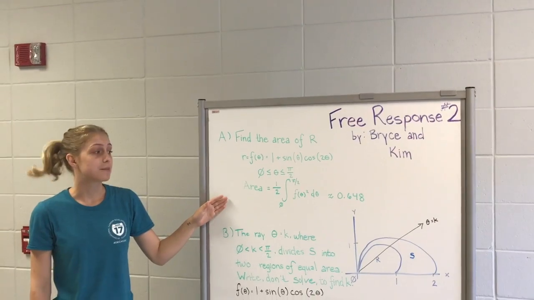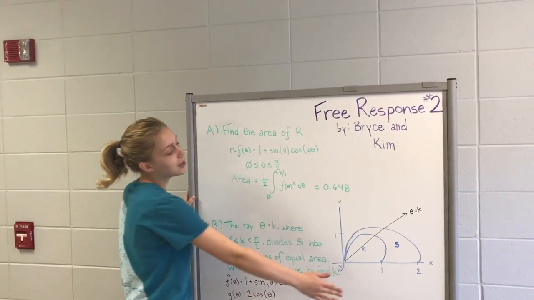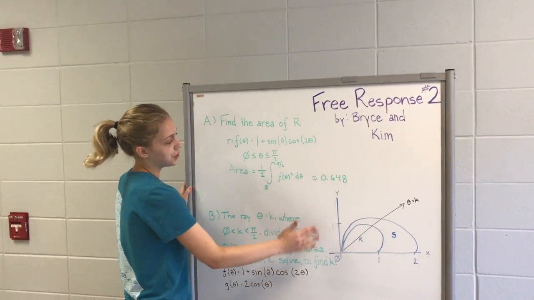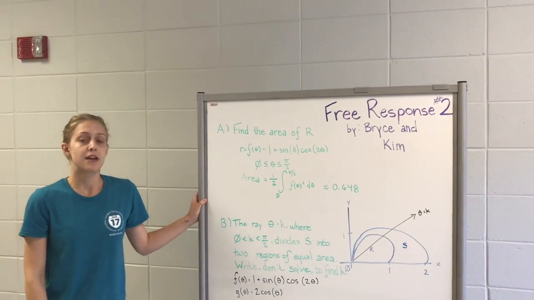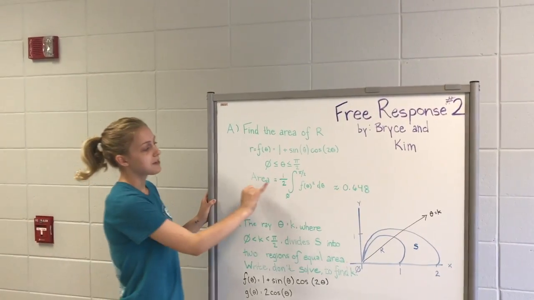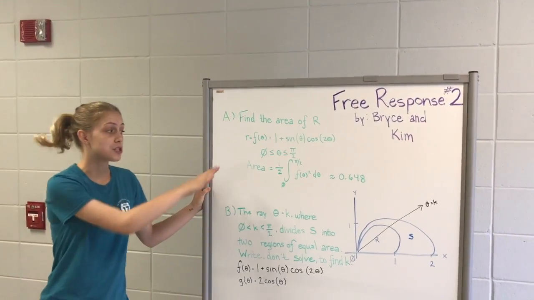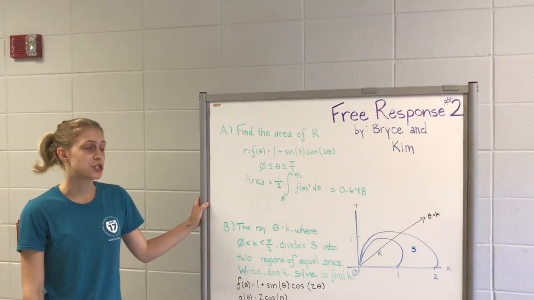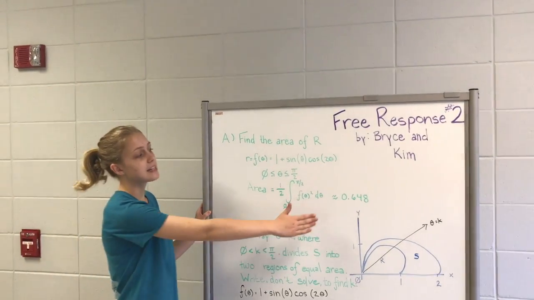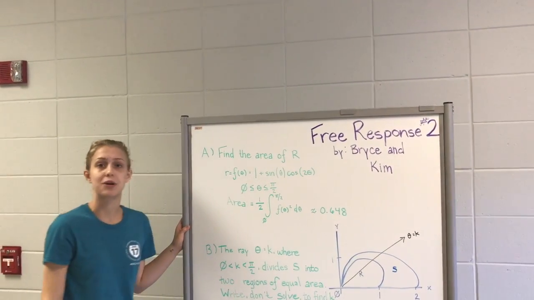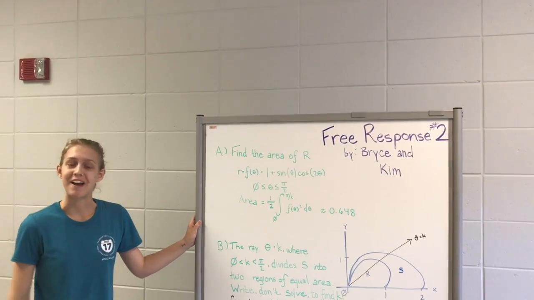So setting this up is simply a matter of setting up an integral from 0 to pi over 2. Now the two important things to remember is that you have to have the half in front of here, and you also have to square f of theta. So once you do that, it's simply a matter of plugging it into your calculator, and that gets an answer of approximately 0.648. And with that, you're done with part A.